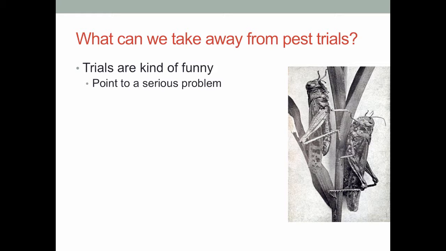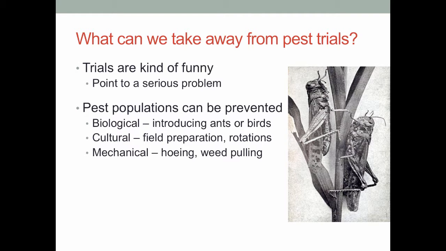But I think that they also demonstrate a really serious problem with pest control at this point, that pest populations could be prevented. There was a little bit of background knowledge around biocontrol, so introducing birds and ants. There's evidence that people would build perching structures for birds. Obviously we talked about the ant situation with moving colonies or building bridges, things like that. There was cultural control. People were familiar with crop rotation, field preparation, and there was also tons of mechanical control. That was sort of the major basis.